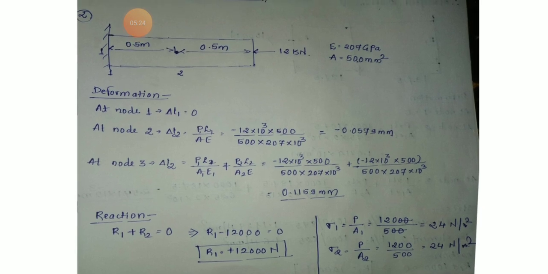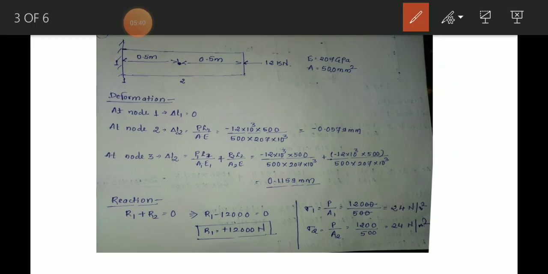Now, the difference between the previous problem and this problem is, in the previous problem we had only two nodes, node number 1 and node number 2. Whereas in this problem we have three nodes. This is the first node, this is the second node, and this is the third node. They are placed at a distance of 0.5 meter and 0.5 meter apart from each other.